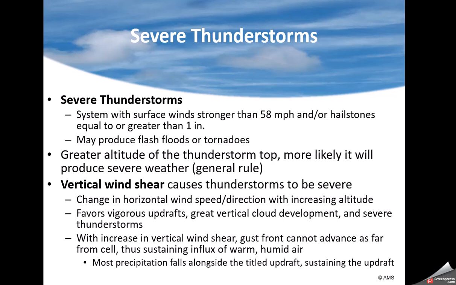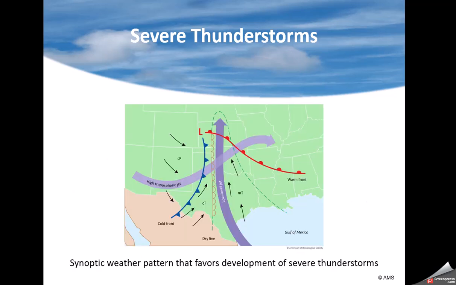They may be in clusters, they may be in a line, they may even be a supercell. It all depends on how much instability and how much wind shear. If there's no wind shear, you can get a very strong thunderstorm, probably not going to be severe. More likely it's going to have a lot of rain with it. So we know the Midwest is a haven for severe tornadic weather.